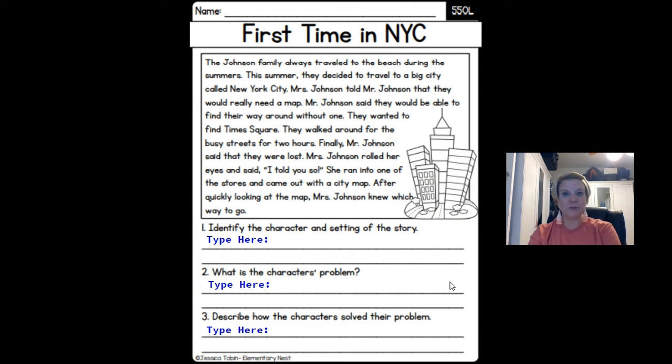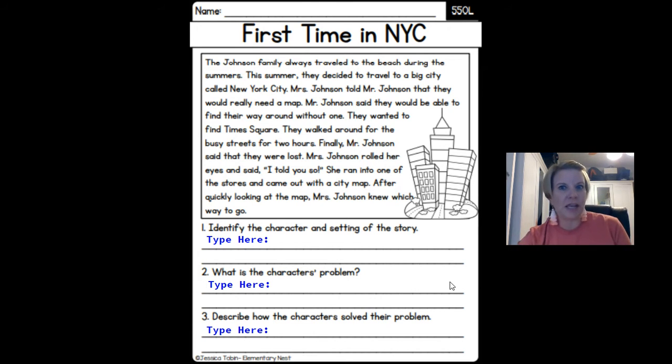I've never been to New York City. Have you guys been? I want to go so bad. It's on my bucket list for things that I want to do now that I'm getting really old. So I really want to go to New York City. So let's read this one.